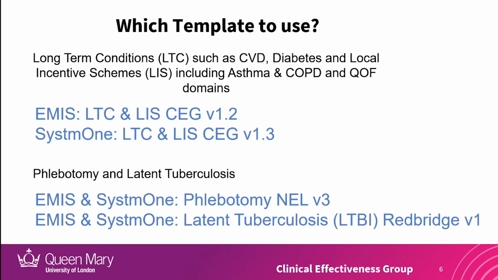So we know it's very confusing which template to use. So for any long-term conditions such as CVD, diabetes, all your local incentive schemes, including QOF, please always make sure you use our LTC templates. So for EMIS, it's LTC and LIS version 1.2, and for System 1, it's LTC and LIS version 1.3. For phlebotomy and for the latent TB templates, it is EMIS and System 1 is phlebotomy NEL version 3, and then EMIS and System 1 is your latent TB Redbridge version 1. As I mentioned, this is for Redbridge only.